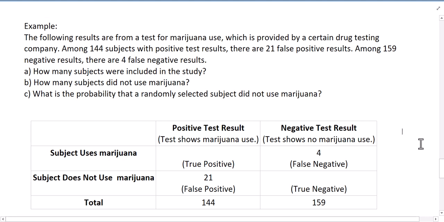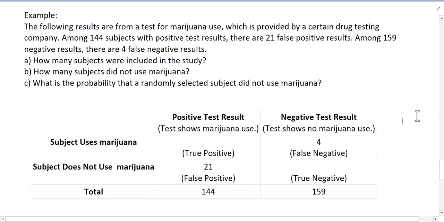Hi there, this is part 2 of our video series for the rules of probability, addition, multiplication, complements, and Bayes' theorem. So we're going to continue with this example, which says among 144 subjects with positive test results for marijuana testing, there are 21 false positives, and among 115 negative results, there were about 4 false negatives.